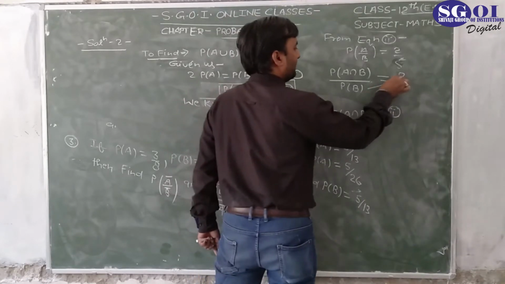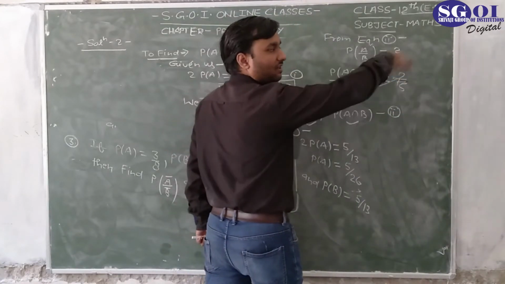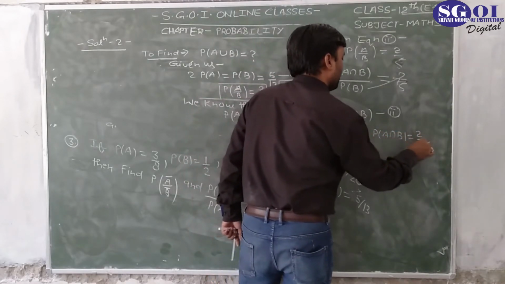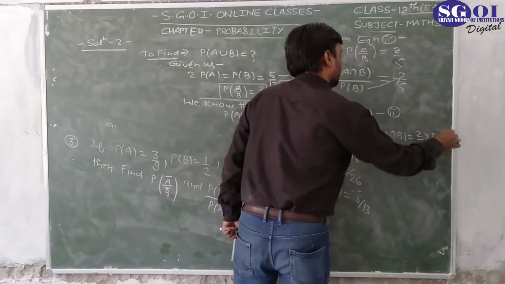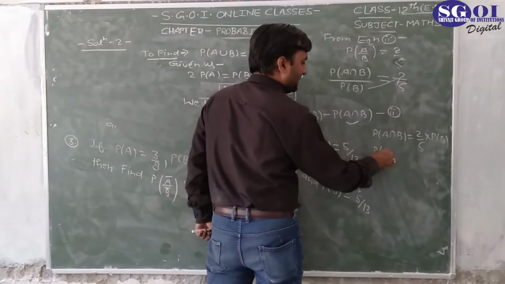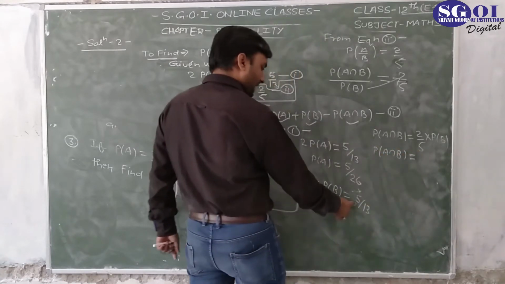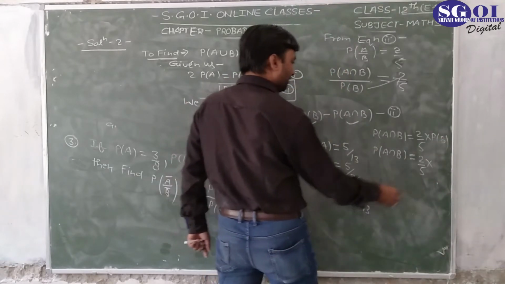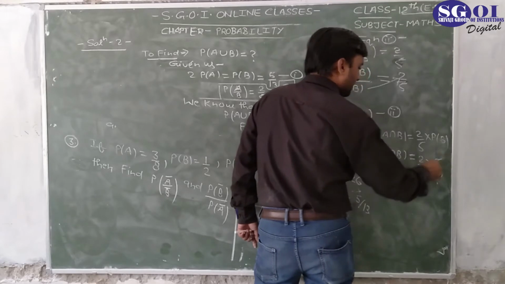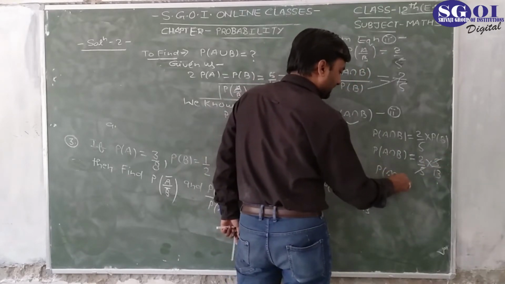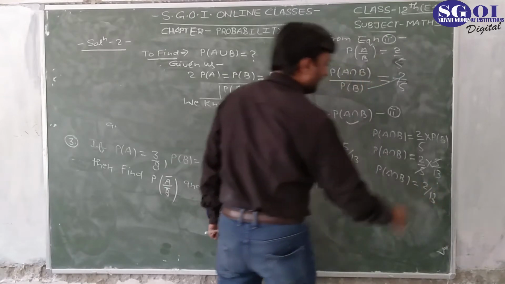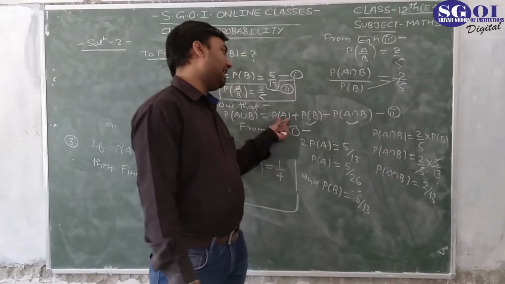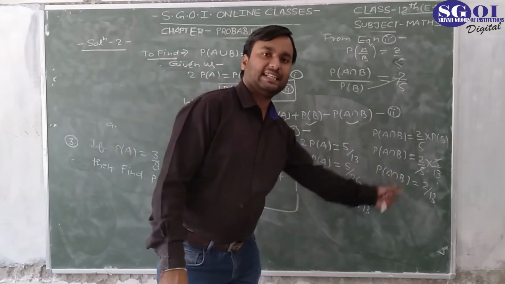So we can write, cross multiplying, probability of A intersection B is equal to 2 by 5 into probability of B. So what is the probability of B? Probability of B is 5 by 30. So this becomes 2 by 5 into 5 by 30. 5 is cancelled out, so probability of A intersection B is equal to 2 by 30. Now, all values have come: probability of A, probability of B and probability of A intersection B.